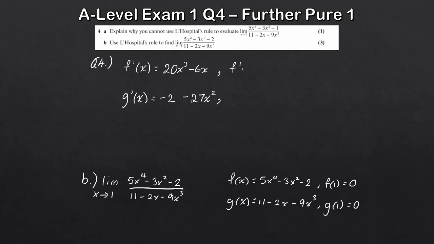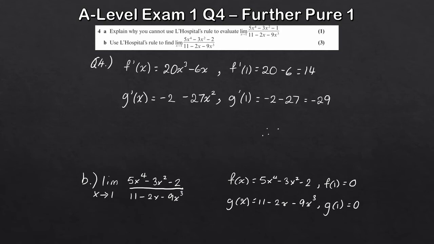Okay. And at this point, all we do is evaluate these both at 1. So f prime of 1. That's 20 times 1 minus 6. So that'll give us 14. g prime of 1. What will that give us? That'll give us minus 2 minus 27. And that'll give us minus 29. Now at this point, we stop L'Hopital's rule. If this had come out as 0 over 0 again, we would do another iteration of L'Hopital's rule. But because we've got an actual value here, 14 over minus 29, then we've finished. We don't need to apply it again.